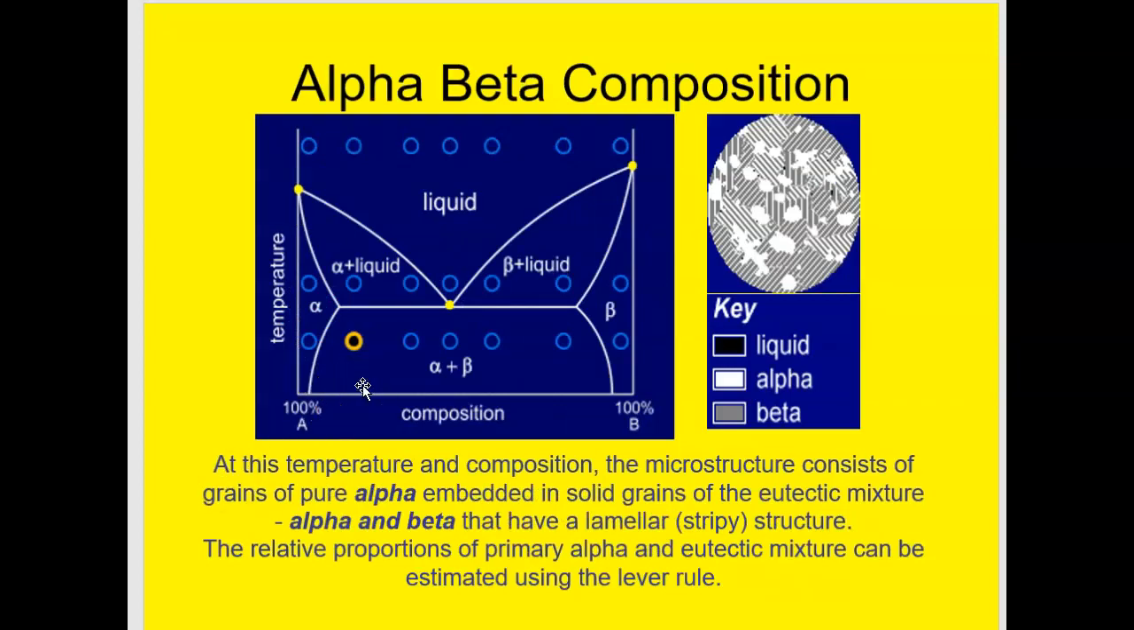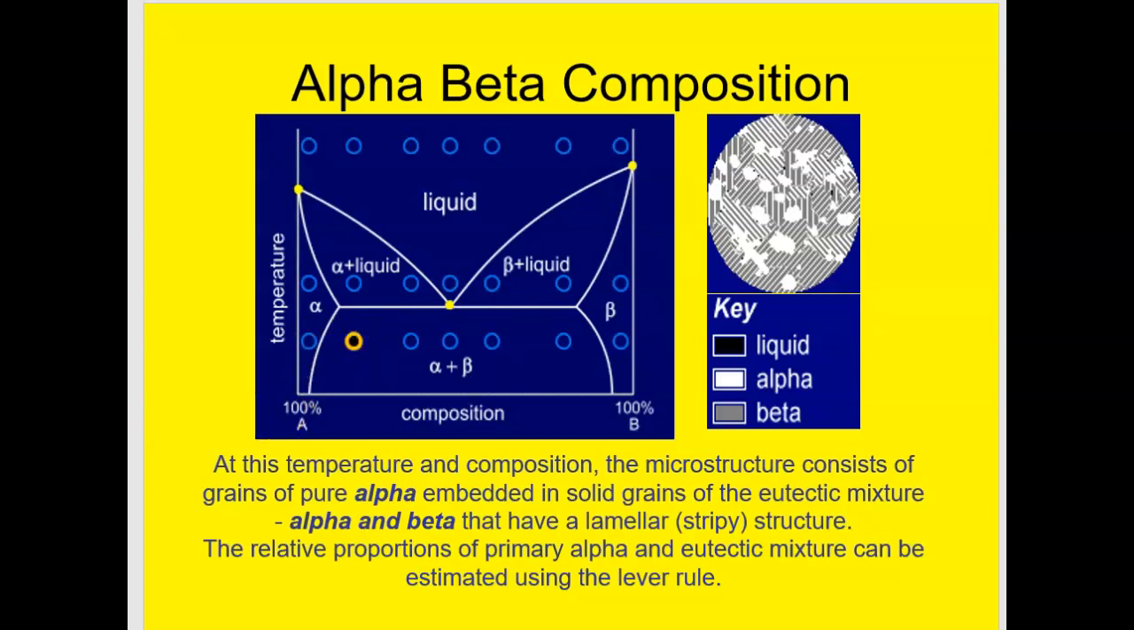Now, let's have a look at the bottom here at this point. At this point, there is a composition of alpha plus a beta. It's an alpha beta composition. At this temperature and composition, the microstructure consists of grains of pure alpha plus pure beta. Because this is more closer to the alpha side, it will have more alpha than beta. There is an equation, the lever rule. We can use that rule to actually find the exact composition of alpha and beta. How many percentage alpha, how many percentage beta.